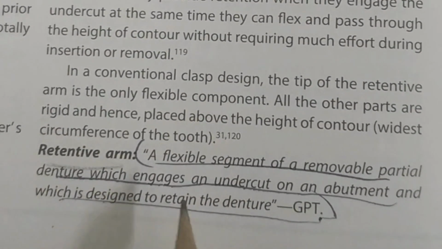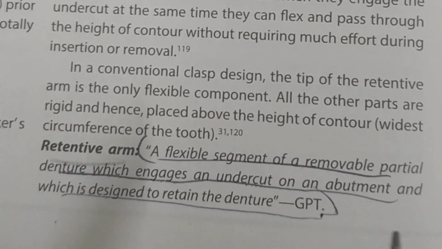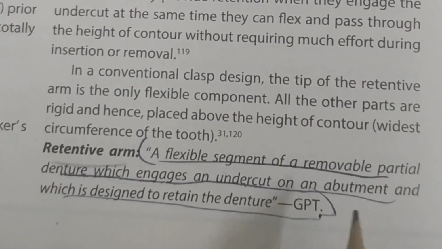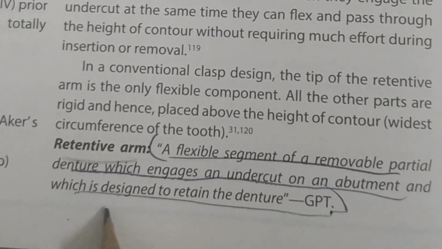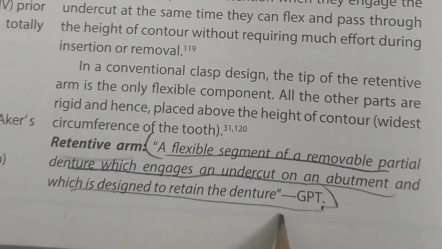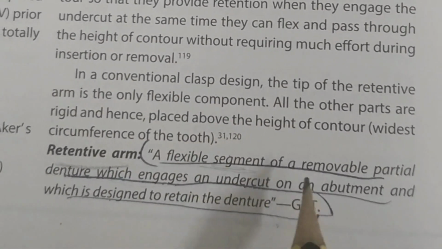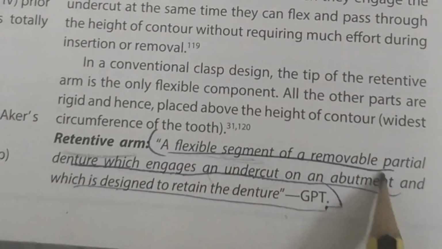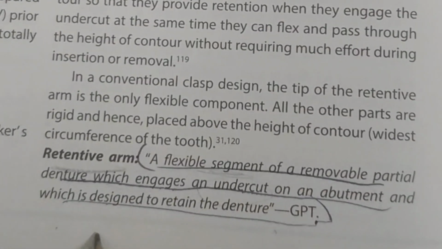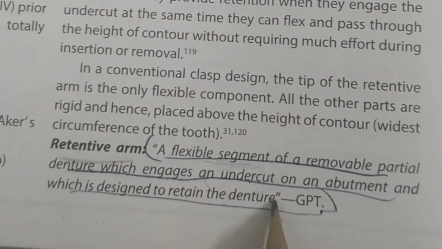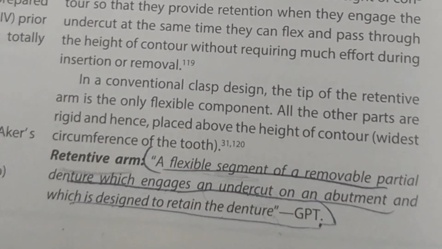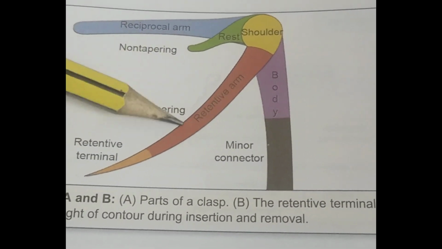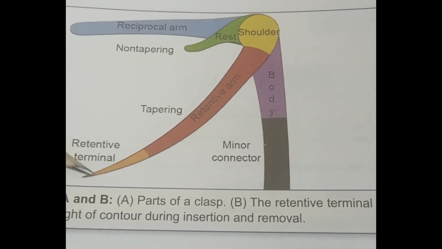What is a retentive arm? It is a flexible segment of a removable partial denture which engages an undercut on an abutment and which is designed to retain the denture. A flexible segment of RPD which engages an undercut on an abutment. Okay, this is placed on an abutment and is designed to retain the denture. It helps in retention. Okay, let's see the diagram. So this is the diagram and this is the retentive arm. It has got two parts, retentive arm and retentive terminal.